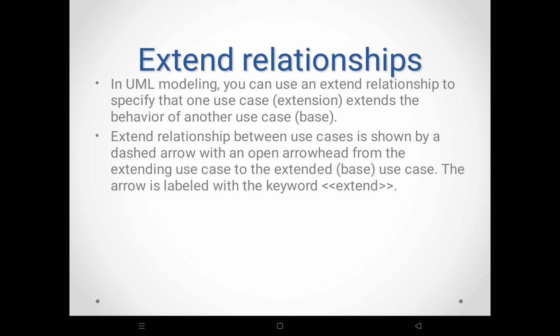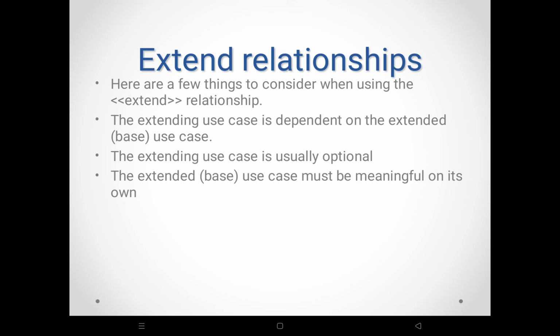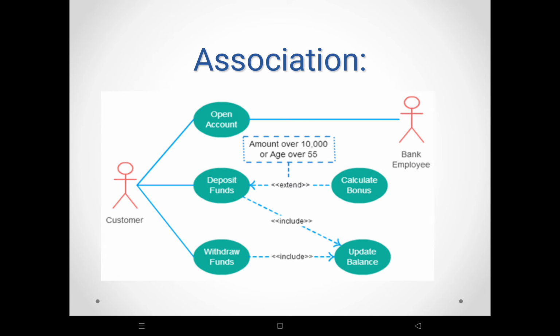We can extend the behavior of one use case to another use case is called the extend relationship. A few rules to be followed. What are the rules we are following? Here we are considering the extending use case is dependent on the extended use case. This is the first rule. The extending use case is usually optional. The extended use case must be meaningful. It's very important. Next, the third one is the association.